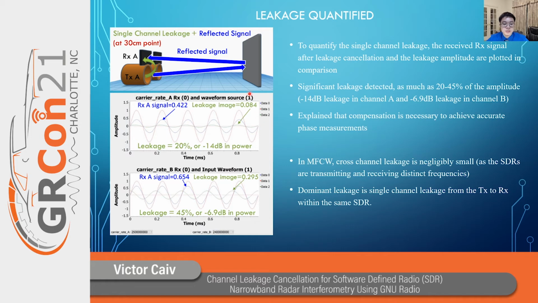Now this was a single channel leakage. In this project specifically with MFCW, the cross channel leakage is actually negligibly small, as each SDR is on a different channel. They're each transmitting and receiving different frequencies. So that cross channel leakage is minimized. So the dominant leakage here will be the single channel leakage from transmit to receive within the same SDR.